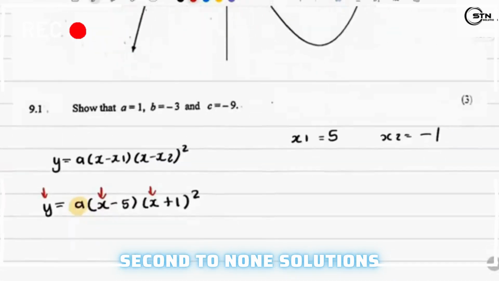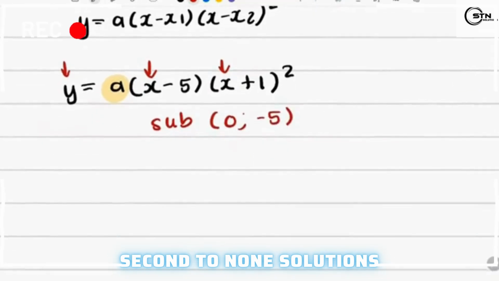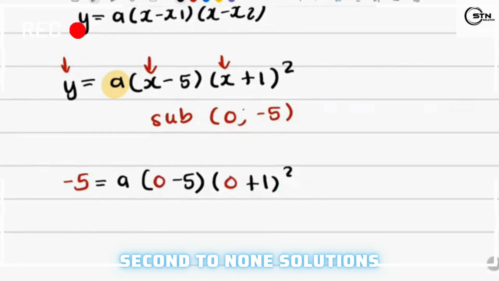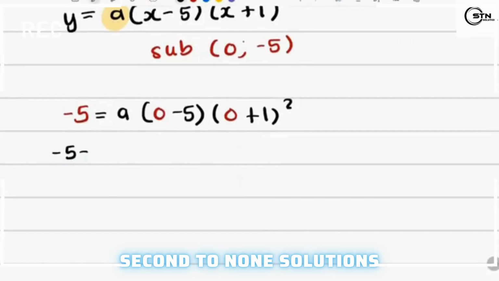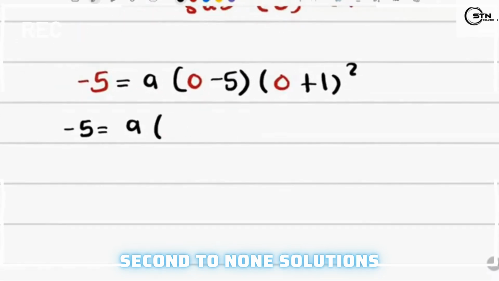That's what we're going to substitute into this equation. So we substitute 0 and -5 in place of x and y. That makes -5 equal to a times (0 minus 5) times (0 plus 1) squared. Let's simplify. 0 minus 5 is -5. 0 plus 1 is 1. 1 squared is 1. So you have -5 times 1, which is -5. And to solve for a, you divide both sides by -5, and you see that a is finally equal to 1.